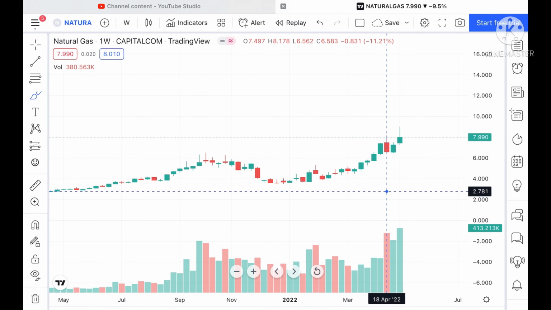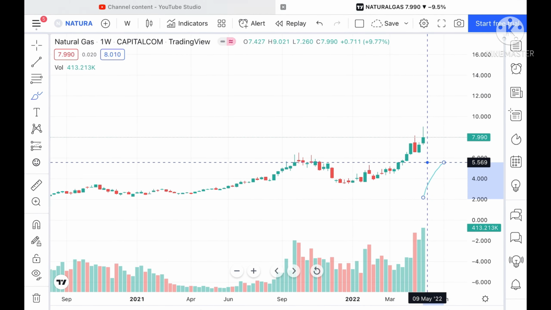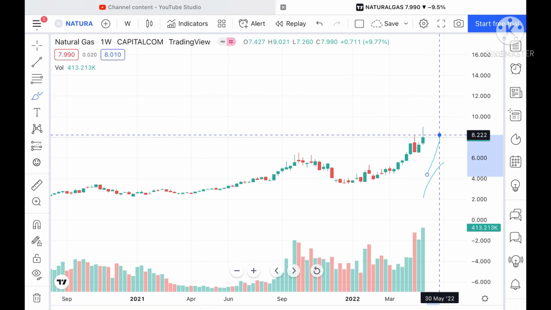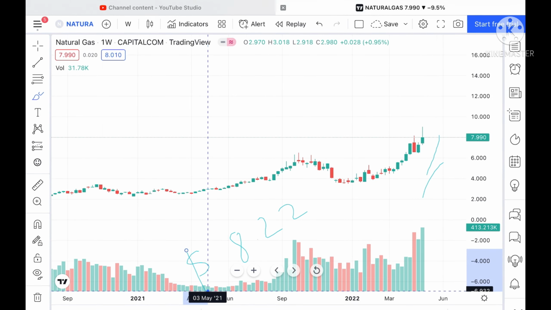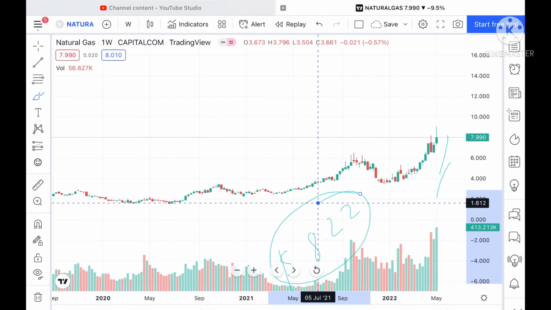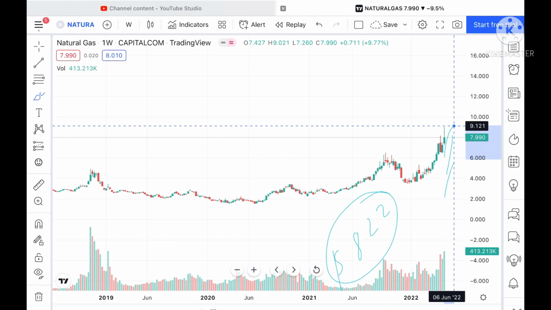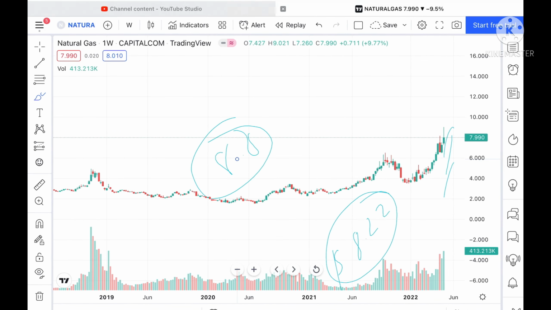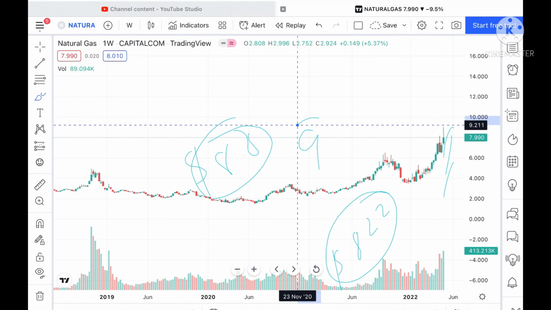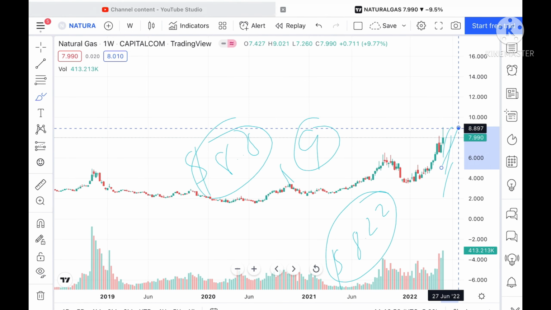Now what we can see in the next week: if the price sustains this particular level, it can touch a level of $8.2, and if this particular resistance also sustains, then it can move further upside and touch a level of 8.8 also. Once 8.8 sustains, it can go and touch a level of 9 also, and then it can move further upside.